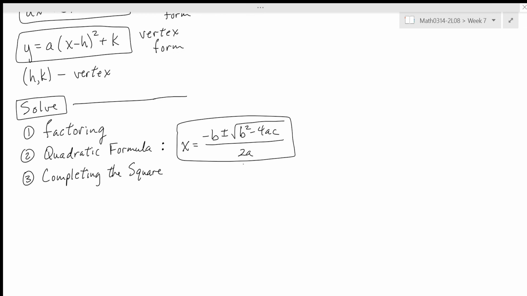X is equal to negative b plus or minus the square root of b squared minus 4ac.